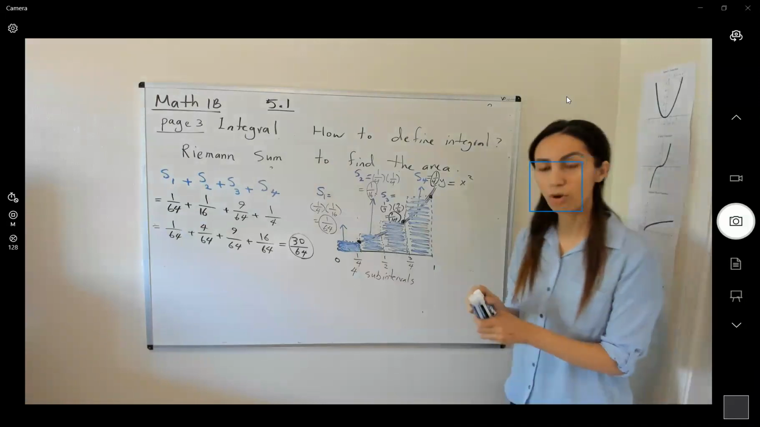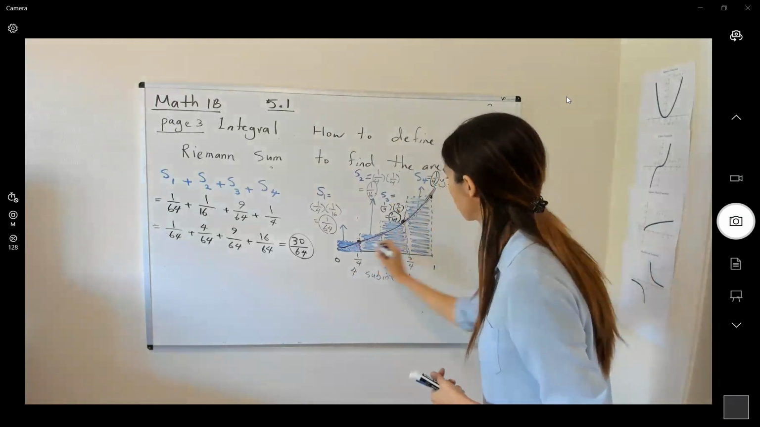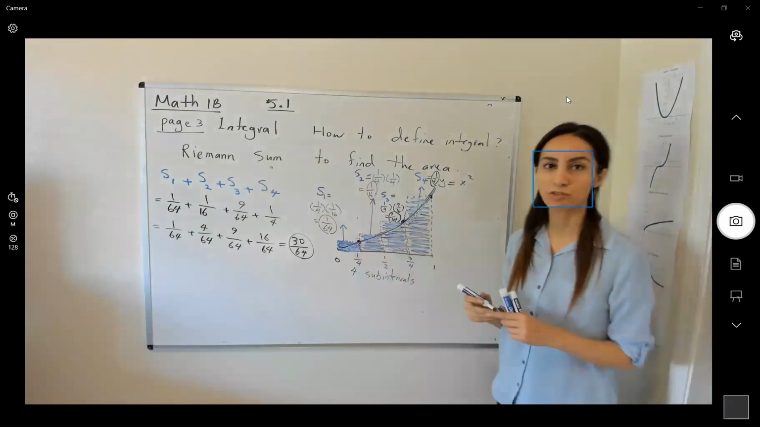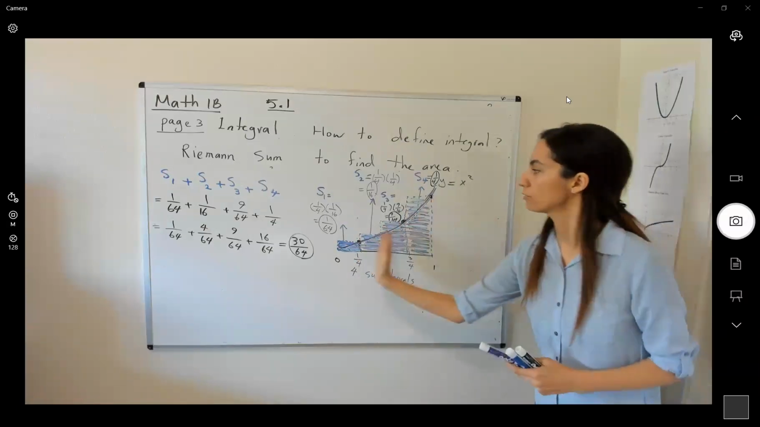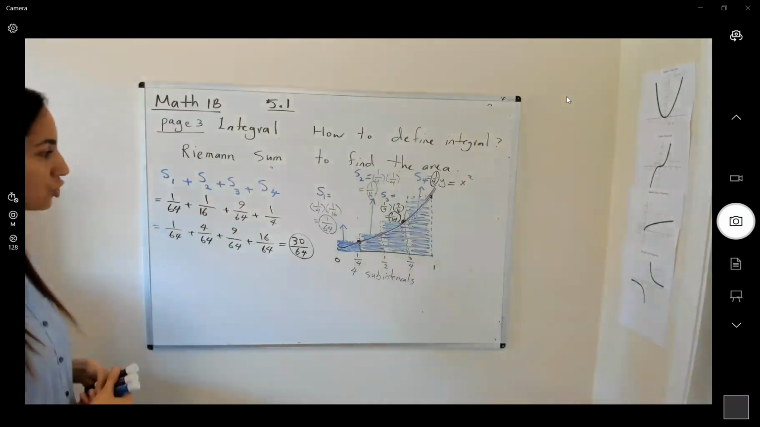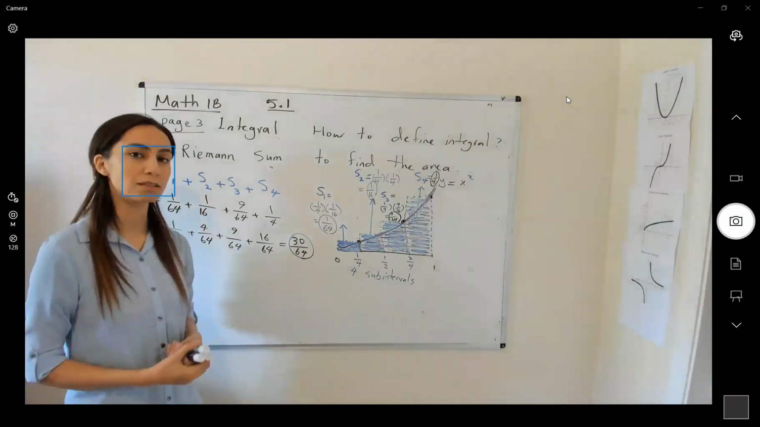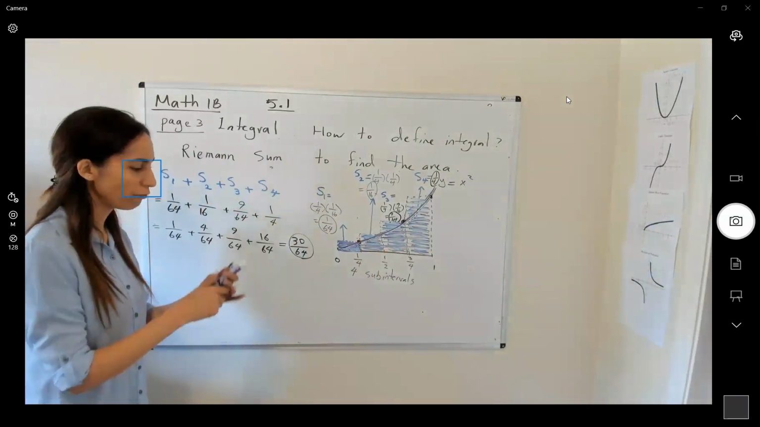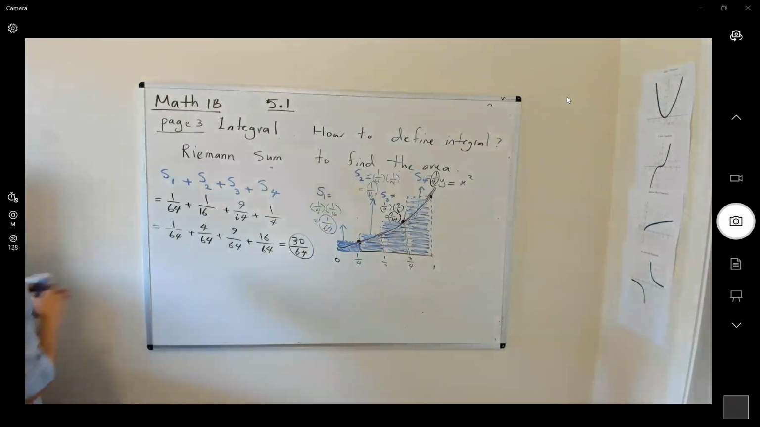rectangles. But my goal is to find the area of this shaded region below the graph of the function. As you can see, I have some areas that are above the graph of the function. So this just gives me an upper approximation. You could say that, okay, instead of taking these rectangles, I'm going to form these rectangles. So take a look at this.